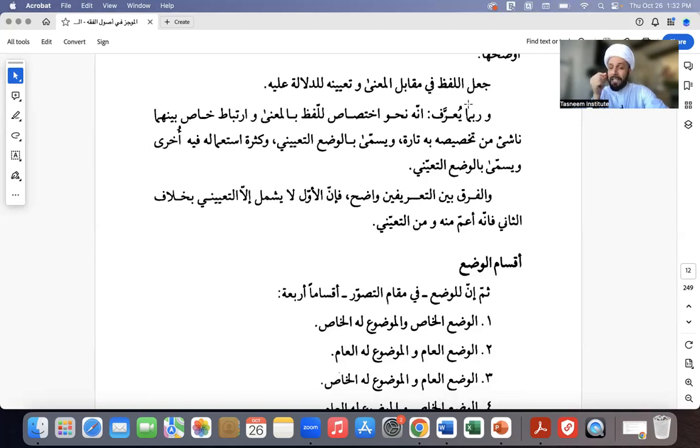So I am designating the word tree to refer to that external reality. So the definition of wad' is to basically designate, to place a word opposite a meaning and specifying that it signifies that meaning.